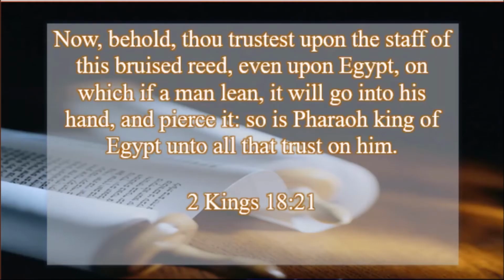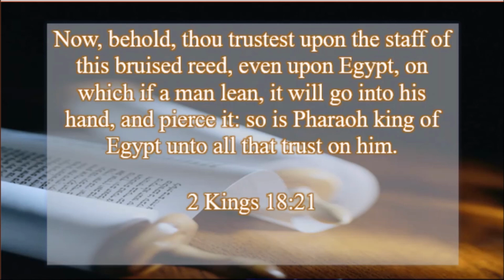Second Kings 18, verse 21. Now behold, thou trustest upon the staff of this bruised reed, even upon Egypt, on which if a man lean, it will go into his hand and pierce it. So is Pharaoh king of Egypt unto all that trust on him.